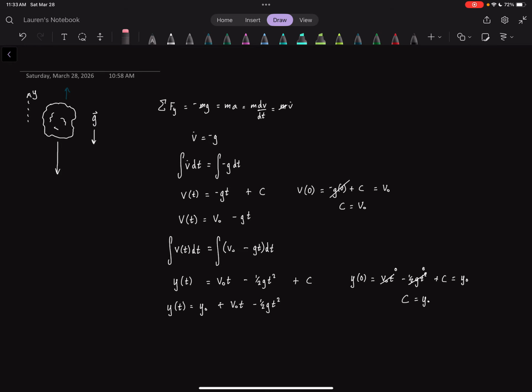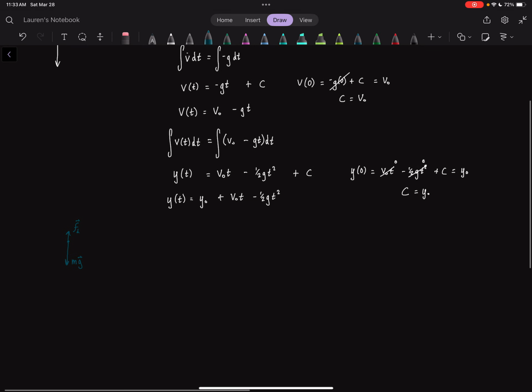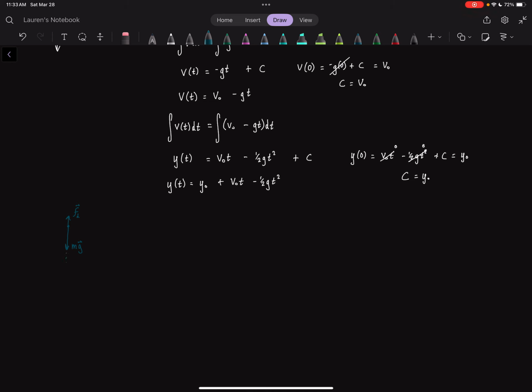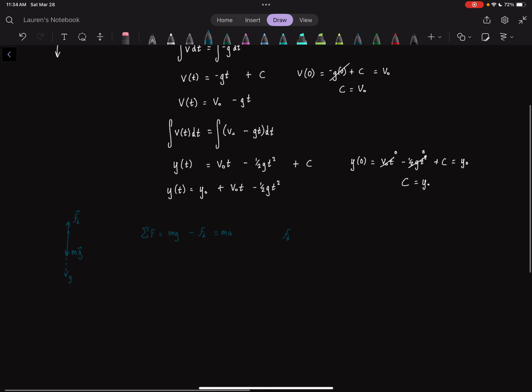So I'll do it down here, we would have a free body diagram with mg down and some drag force, which I'll make smaller, force of drag like this. And here we can go ahead and take down as positive y. So here we have the sum of forces being equal to mg minus this force of drag equals ma. And we're going to model this drag force as being proportional to the velocity. So it would be equal to some constant, we'll say k, times the velocity.